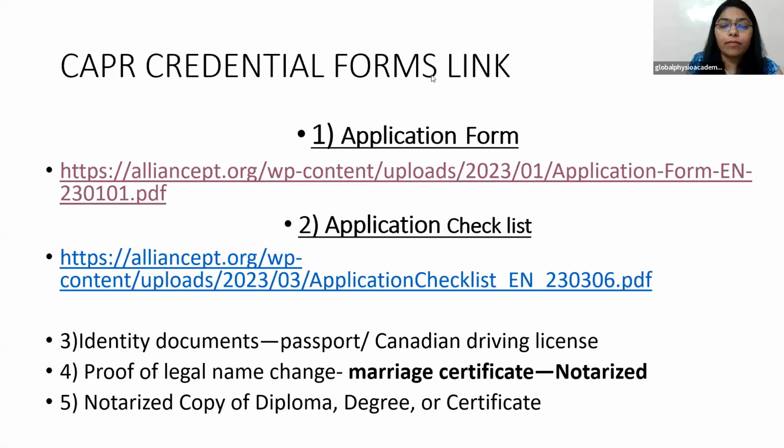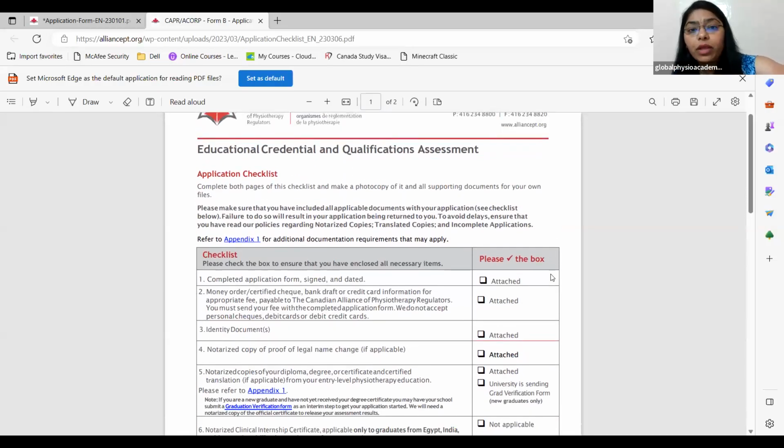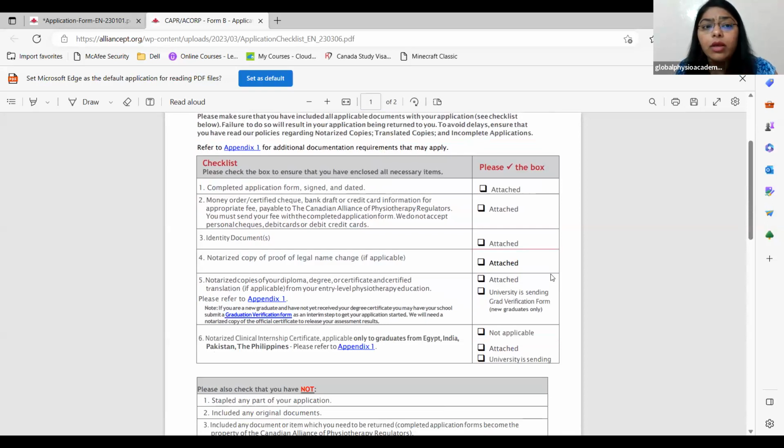Now let's go with my slide. So far clear, everyone? So this is the application form. Second is the application checklist. Let's go with the form as well. Okay, sorry, I need to go with this. So this is your checklist.